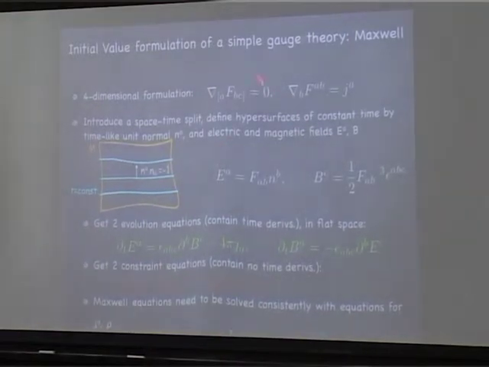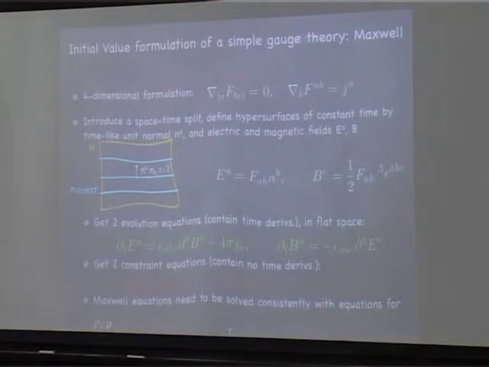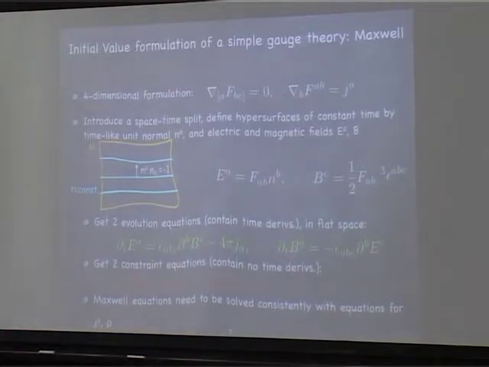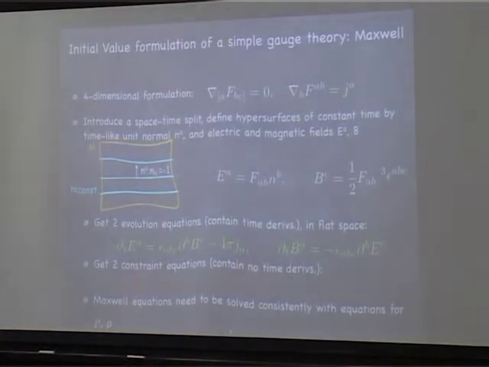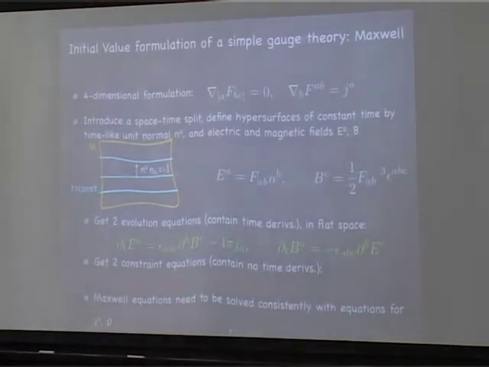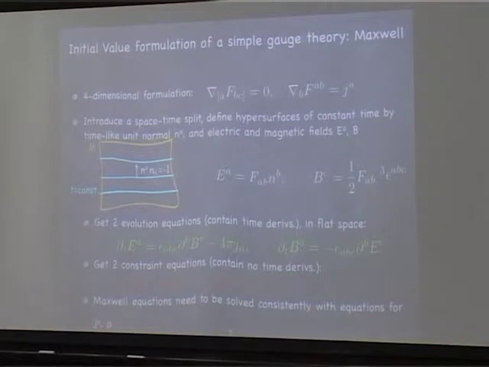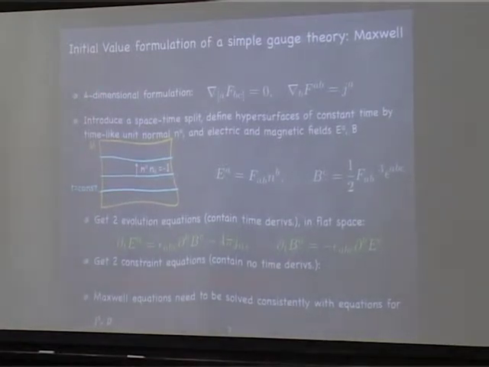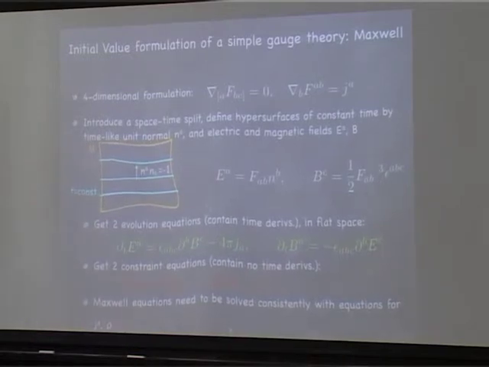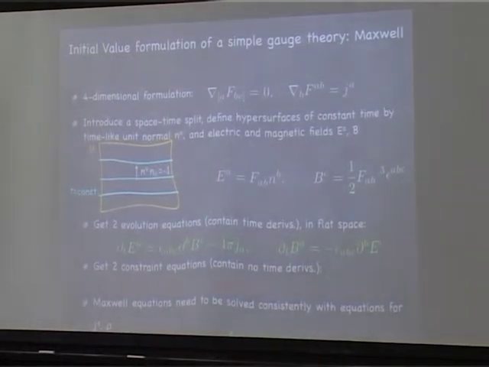We can just write it this way. There's this anti-symmetric tensor F, for which we have two equations. Now what we could do is introduce a space-time split, just in the way that Thomas is now deriving step-by-step for the Einstein equation. Here we have our manifold M, and we define some constant-in-time surfaces. They have a time-like unit normal, N^a, which is normalized to minus 1.